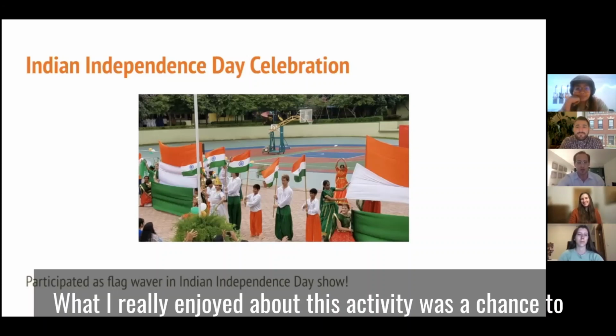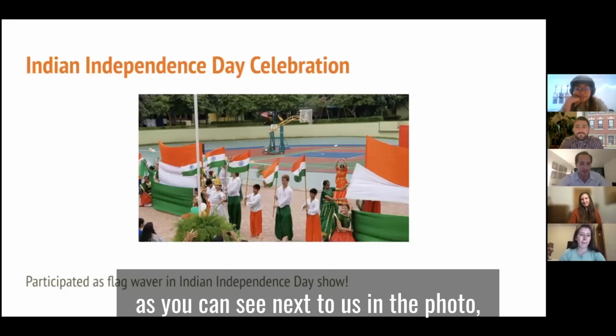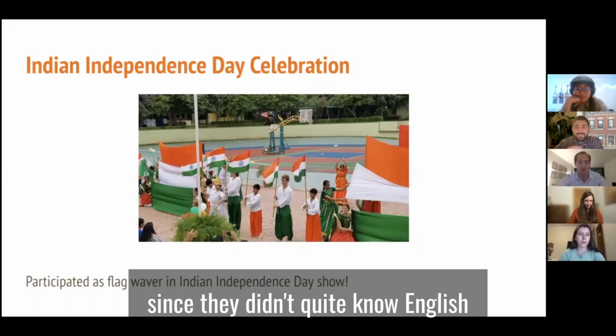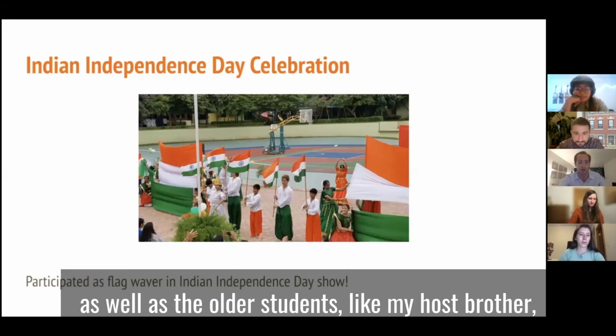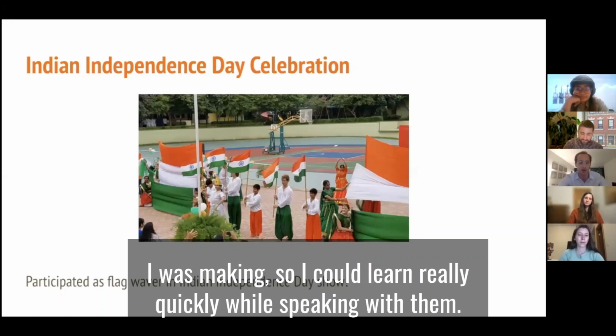What I really enjoyed about this activity was the chance to actually get to know some of the younger students, as you could see next to us in the photo, because I found that it was actually easier to speak with them in Hindi since they didn't quite know English as well as the older students like my host brother, and were more willing to point out any vocabulary or grammar mistakes I was making so I could learn really quickly while speaking with them.